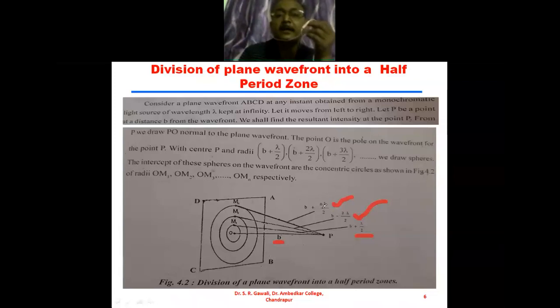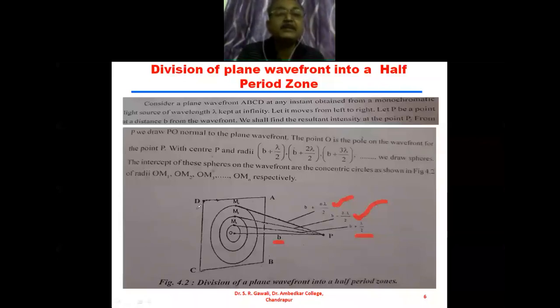Okay. So here we have to draw the different circles, spheres, so that we get the first circle, then the second circle, third circle, and so on. The intercepts of these spheres on the wavefront are concentric circles, as shown in the figure.